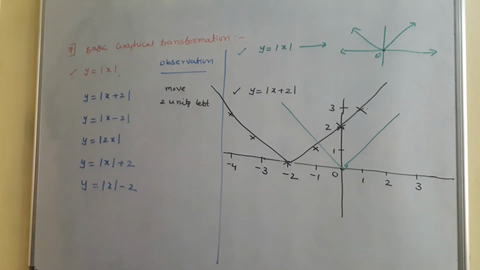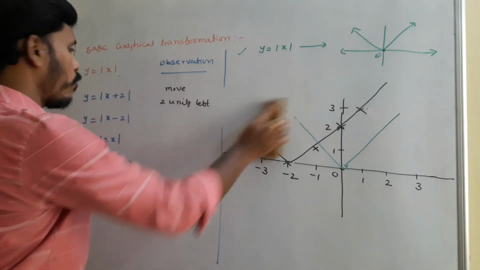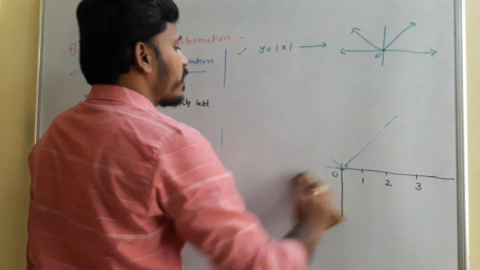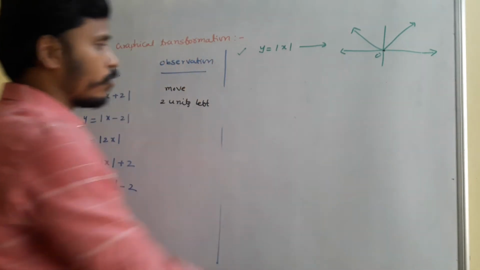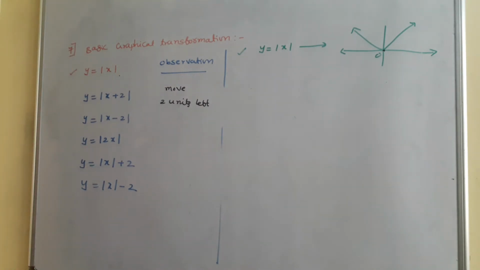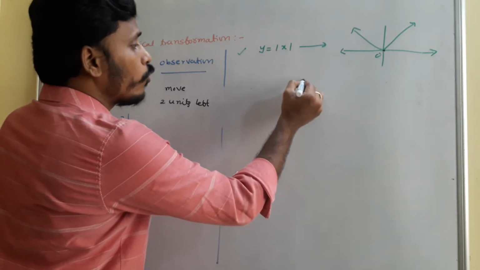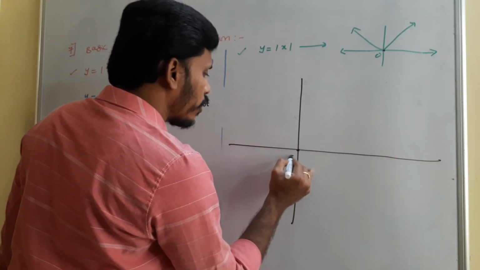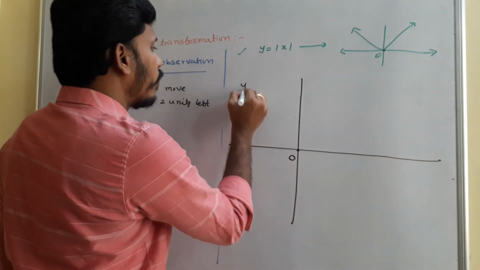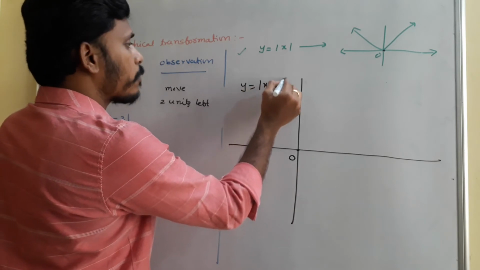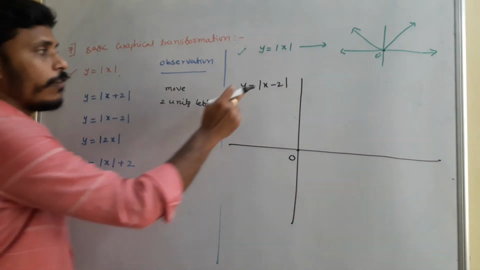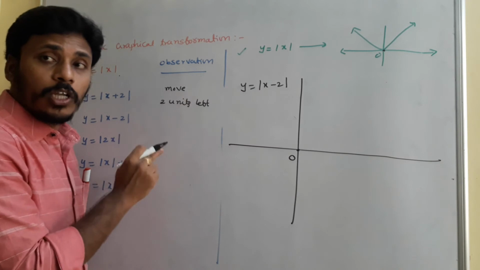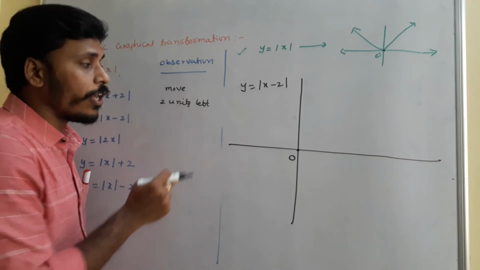And now the next graph is just y is equals to mod x minus 2. Just as we discussed with mod x plus 2, now if you are thinking about mod x minus 2, here we need to move 2 units rightward actually. But you just take some values first and then try to sketch the graph for y is equals to mod x minus 2. Just look here. If x is equals to 0, modulus of 0 minus 2, modulus of minus 2, it is 2.